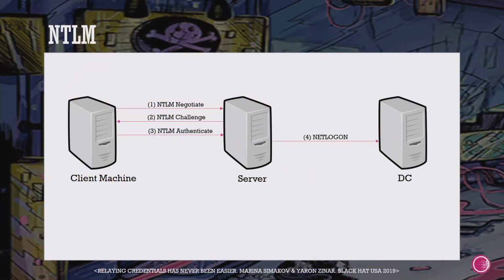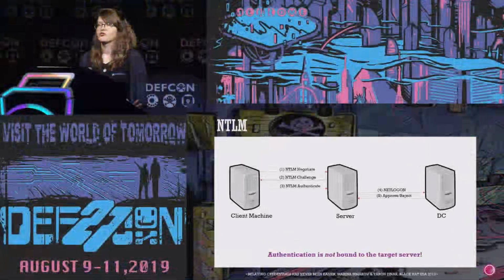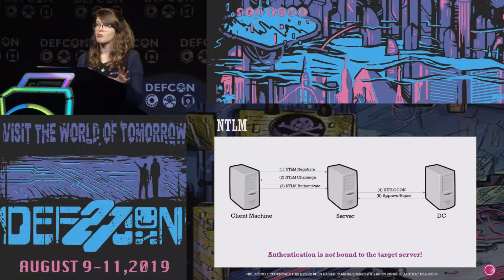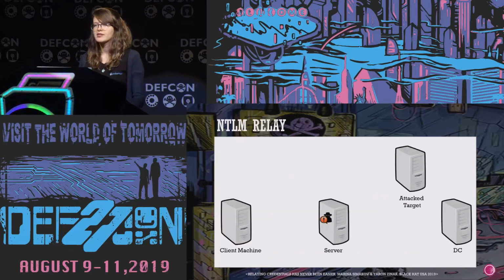So that's where the domain controller comes in. The server would send a NetLogon request to the domain controller with the challenge and the response, and the domain controller would validate whether it was encrypted using the expected password hash and respond with an approve or reject response accordingly. One of the problems with this protocol is that the NTLM protocol is not bound to the target server. So if the server in the middle gets compromised, it can relay the NTLM authentication in order to establish a connection against another server. And this is exactly what happens in the NTLM Relay attack. Let's see the flow of this attack.